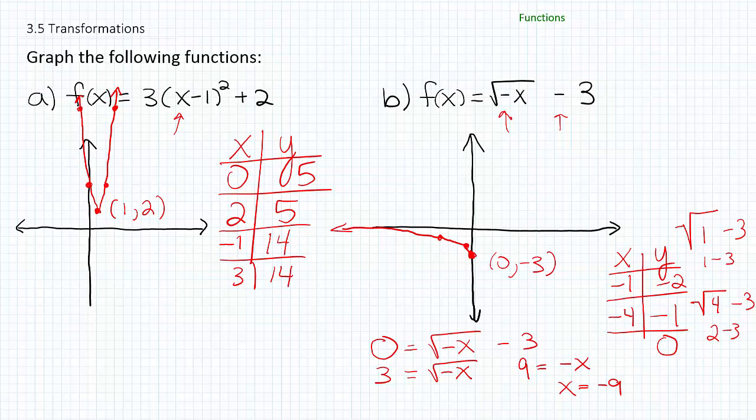You can check that. If you plug in -9, you'll get -(-9), which is +9. The square root of 9 is 3, minus 3 is 0. So way over here at 1, 2, 3, 4, 5, 6, 7, 8, 9, about there is where it crosses the axis. And that's it.